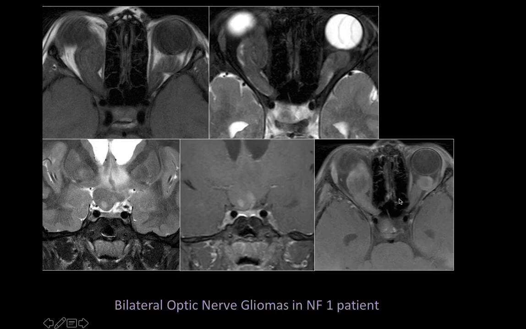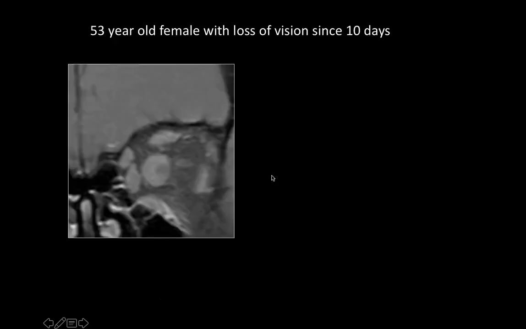Remember, prognosis in NF1 patient is better compared to non-NF1 patient, and it is known that these tumors can spontaneously regress. If they are involving only the optic nerve, the prognosis is much better compared to the involvement of the optic chiasm. This is a 53-year-old female with loss of vision since 10 days. So here we see an eccentric soft tissue thickening involving the periphery of the optic nerve, mainly located along the medial, superior and the inferior aspect.